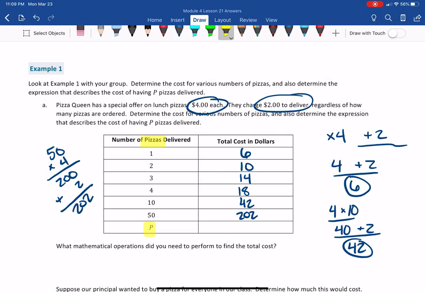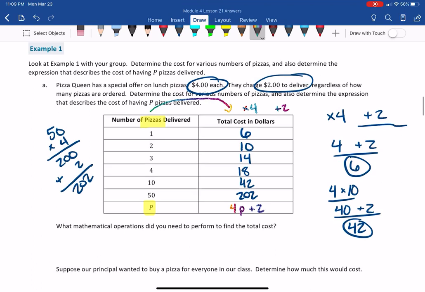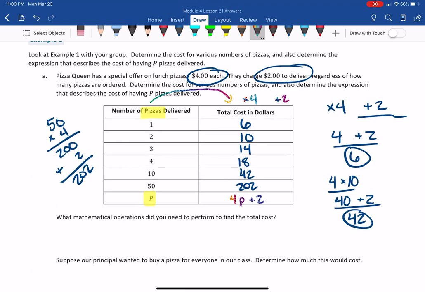How do I go from pizzas, that magic pizza, to figure out my cost? So remember, I multiplied by 4, and then I added $2. So it'd be 4 times pizzas plus my $2. Because if I know this right here, I'm going to be able to do any number of pizzas for any number of orders for any person.